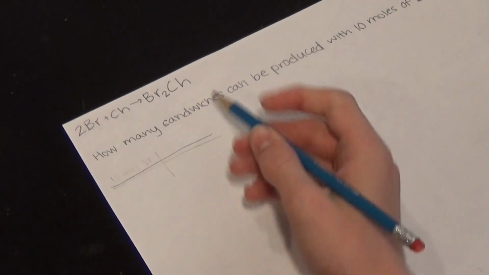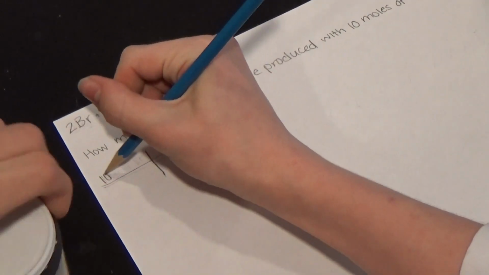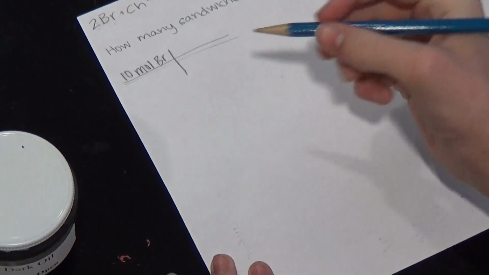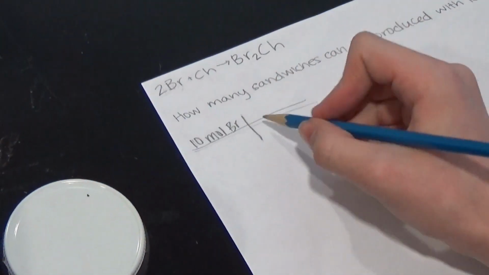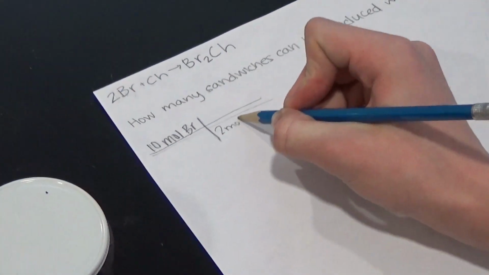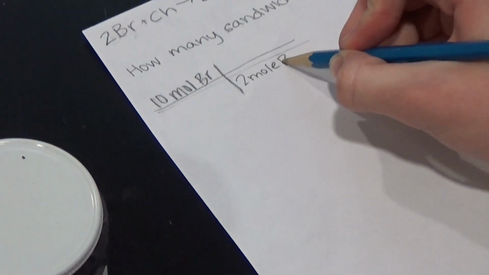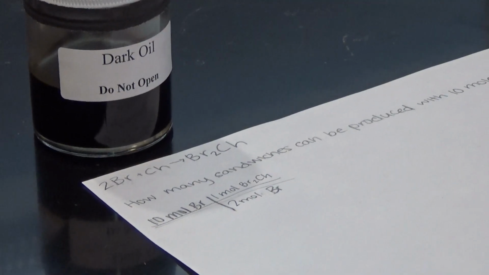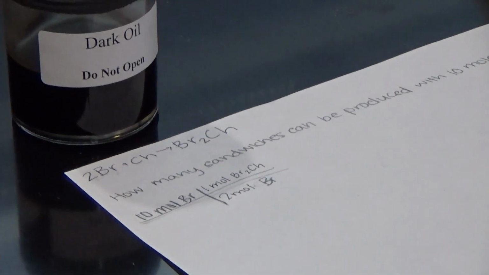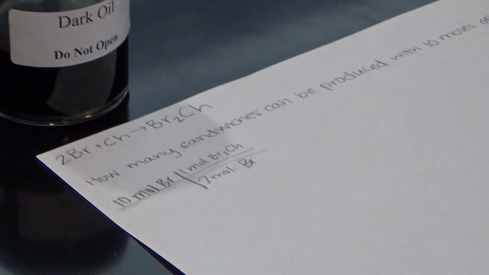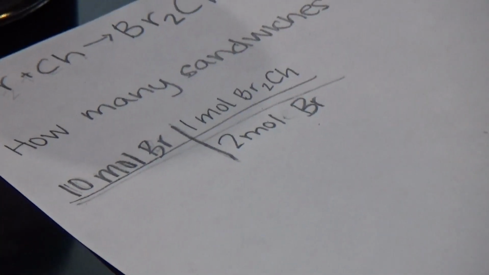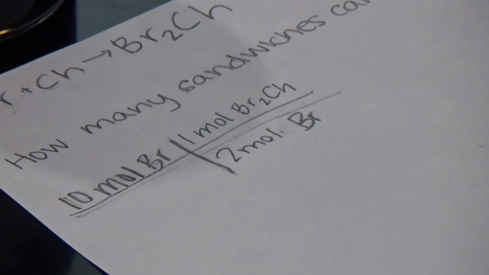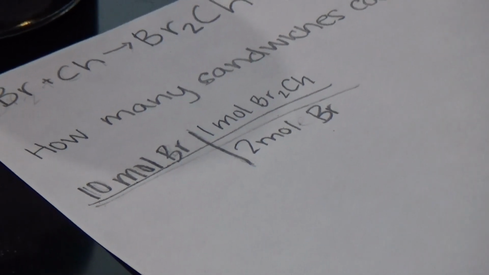We will start the equation by putting 10 moles of bread in the top corner. Directly diagonal from that, we will put the same thing. Looking at the equation, we can see that there are 2 moles of bread. We will start with what's given, which is 10 moles of bread. Diagonal from that, we will look at the equation and see that there are 2 moles of bread. Above that is what we are solving for, which is sandwiches, or Br2CH.